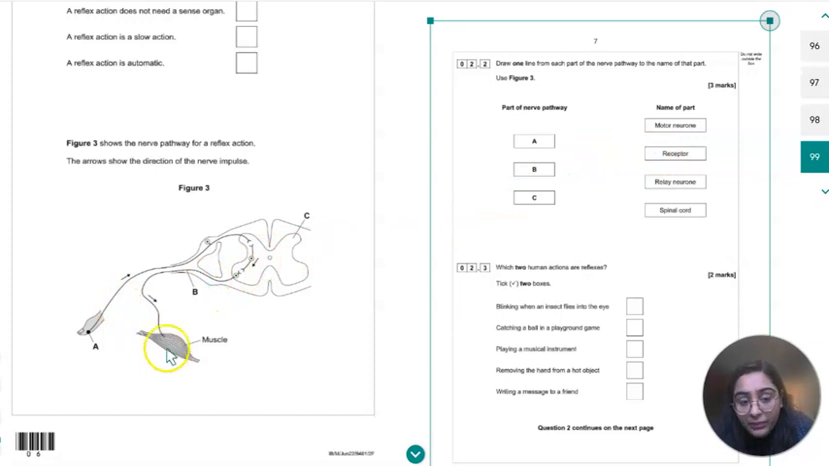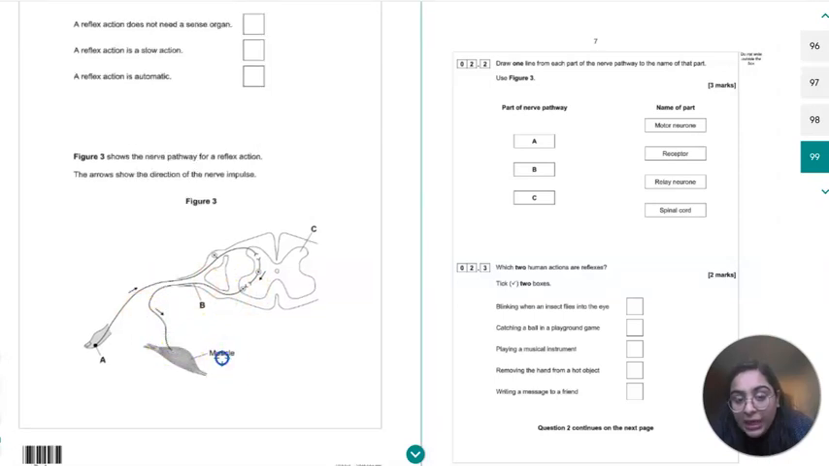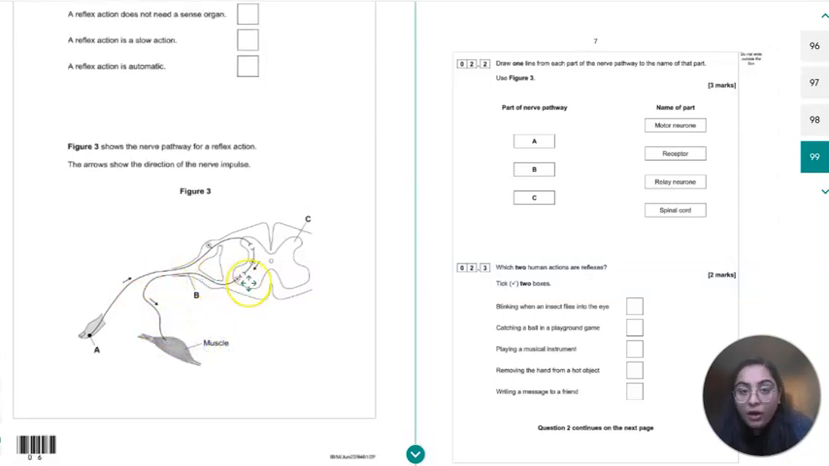Then we have B. So B, we can see that the arrow is leading to the muscle. And what part of the reflex pathway system leads to that muscle or that muscular movement? As we know, it's the motor neuron. So B is the motor neuron.